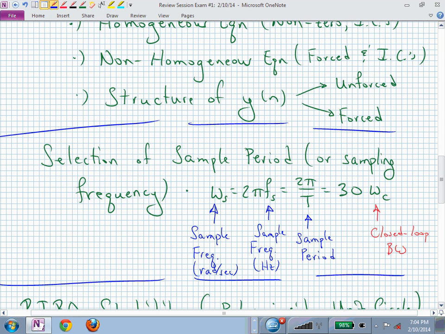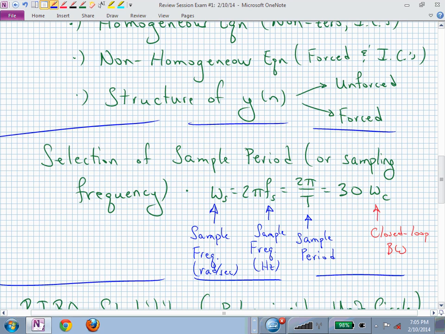But anyway, selection of the sample period or the sampling frequency. I could ask it either way. The sampling frequency could be expressed in 2 units, radians per second or hertz, omega sub s or f sub s, and those are simply related by 2 pi. Omega sub s is 2 pi f sub s, and f sub s is reciprocally related to the sampling period, the time interval in seconds between samples. That's capital T.